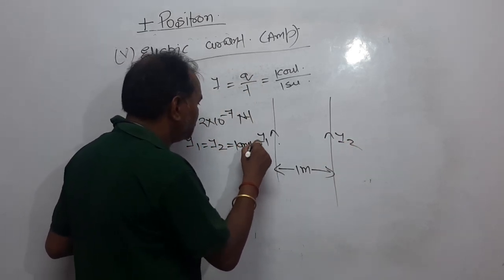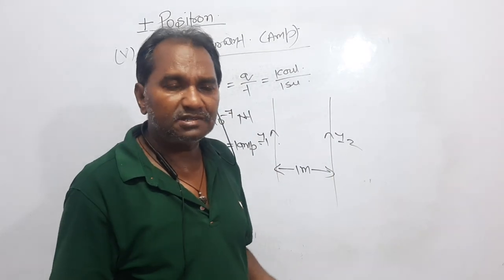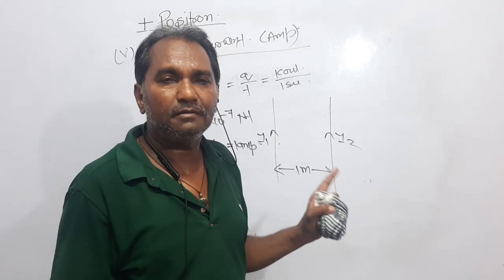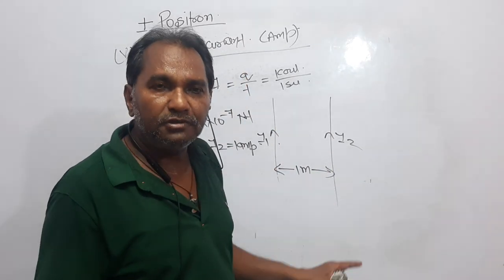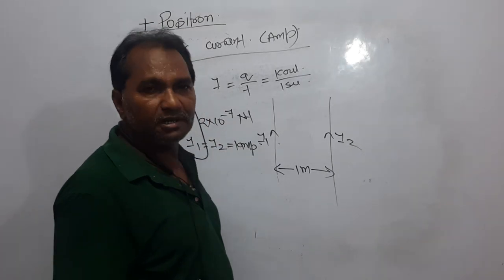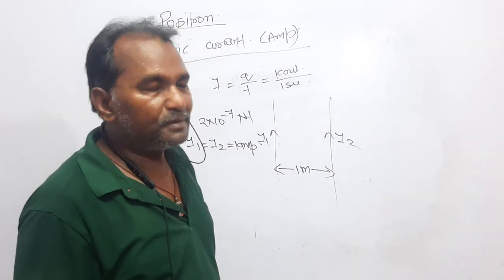How will you define? If the two infinite, long, straight and parallel wires are kept 1 meter away and per unit length they experience a force of 2 into 10 to the power minus 7 Newton, then the current flowing in the wires will be 1 ampere.